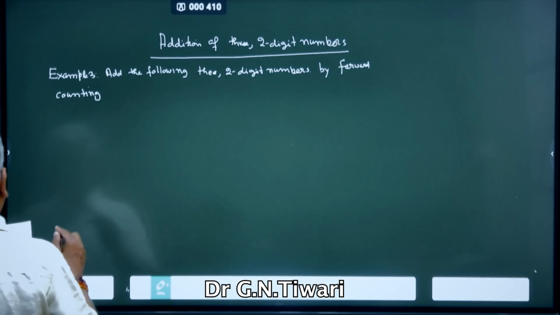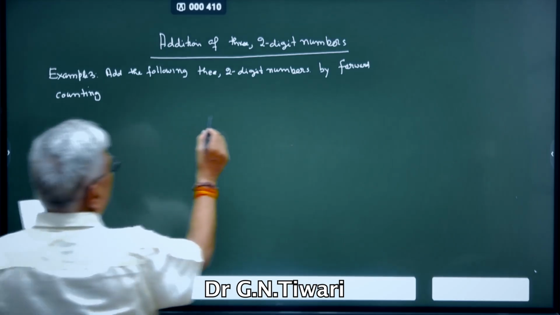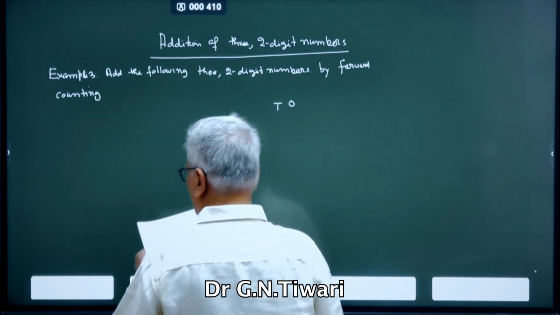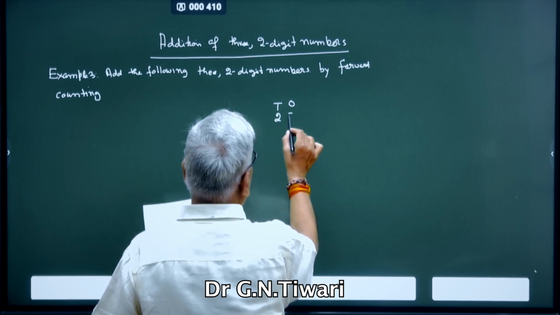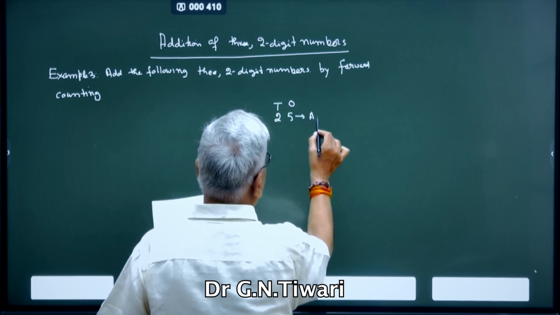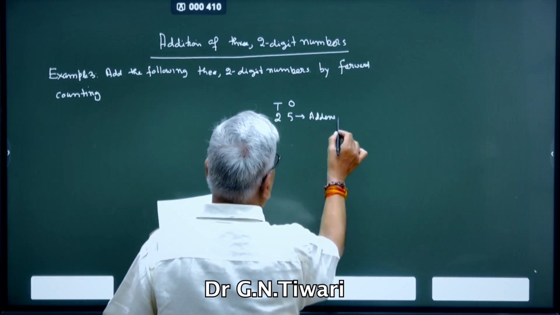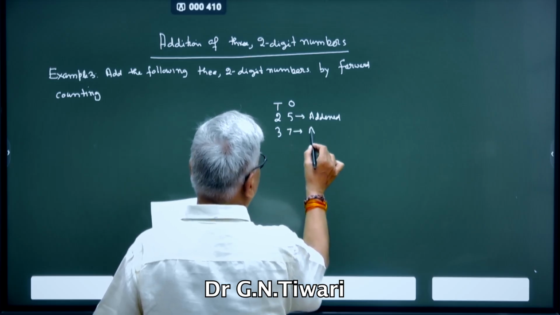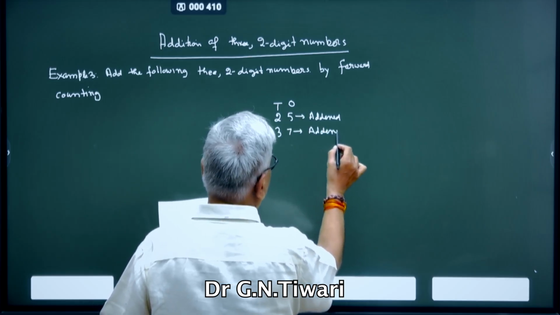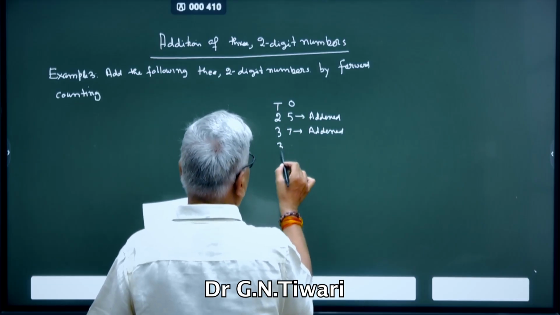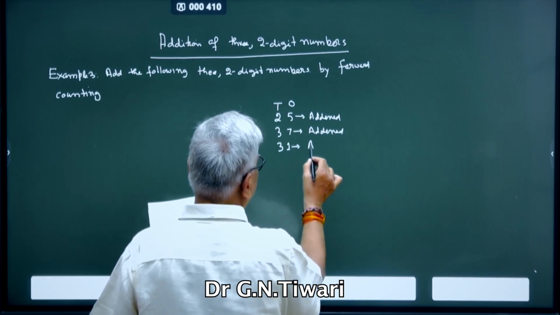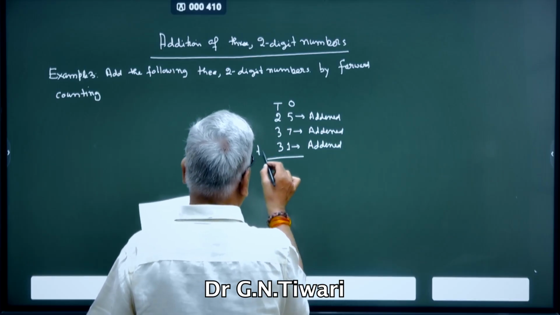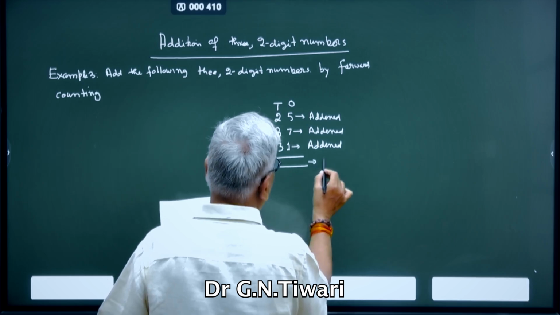So question is, here I am putting O and T. First is 25. It is also addend number. Next is 37. Again it is addend. And 31 is also addend. And then you have to do plus. It is sum.